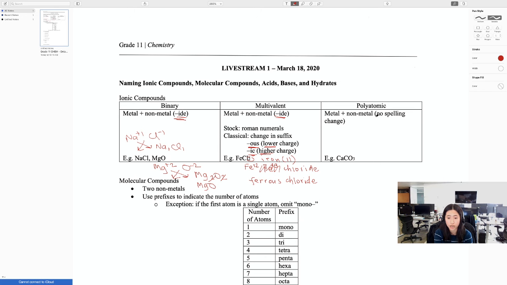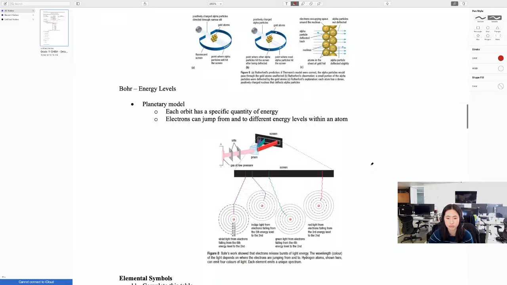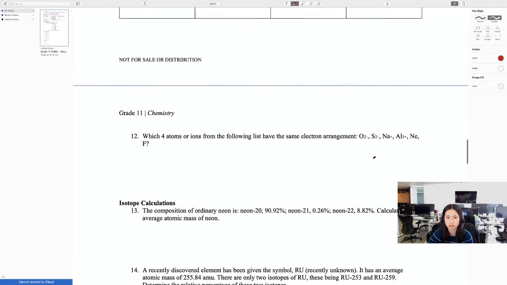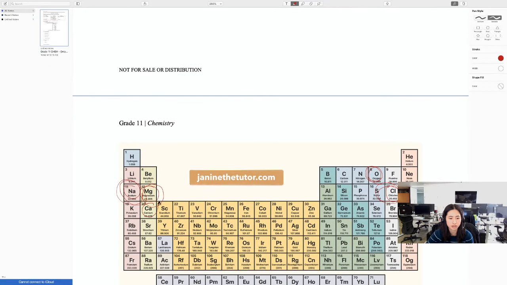and a non-metal. So the only difference between binary, multivalent, and polyatomic is that for polyatomic ionic compounds, you don't change the spelling of your non-metal component. So in this case, if we look at CaCO3, we know that calcium is found in group 2, therefore it must carry a charge of +2. So let's go and look for calcium. Calcium is right here, underneath magnesium. It's atomic number 20.